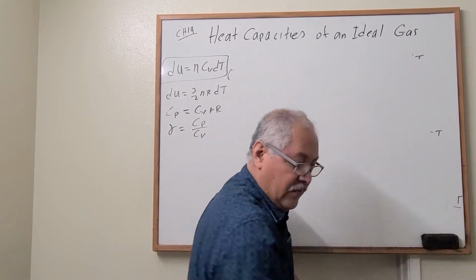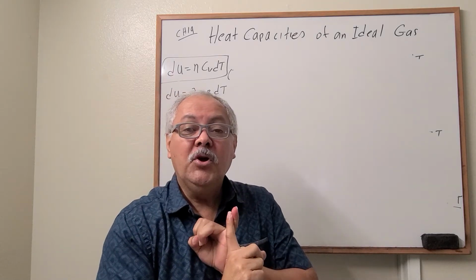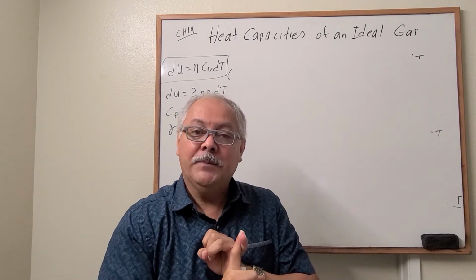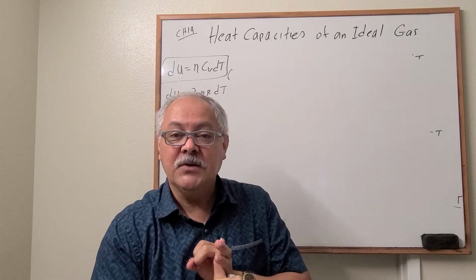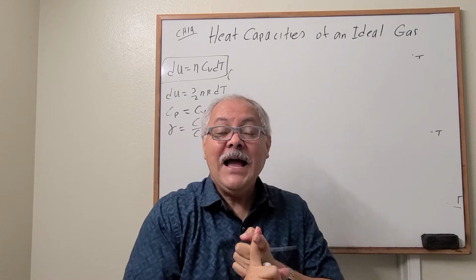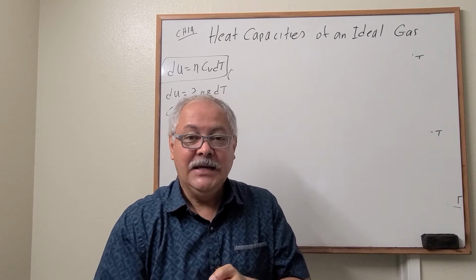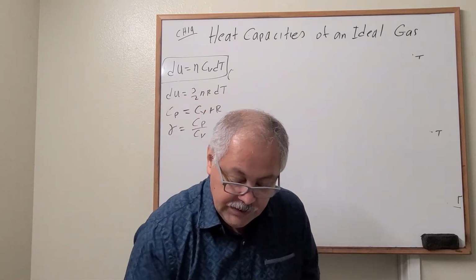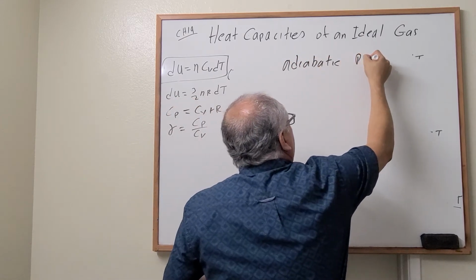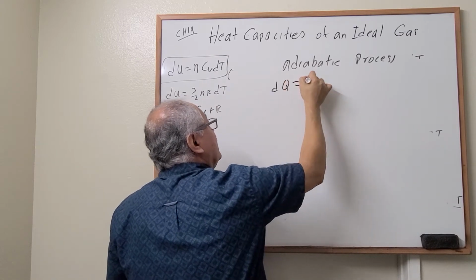We mentioned before that we have mainly 4 processes. We have the process when volume is constant, which we call the isochoric process. When pressure is constant, isobaric. When temperature is constant, isothermal. Now when the heat added is 0, it has a special name, adiabatic process. Now let's work with this adiabatic process, which means the heat quantity is 0.